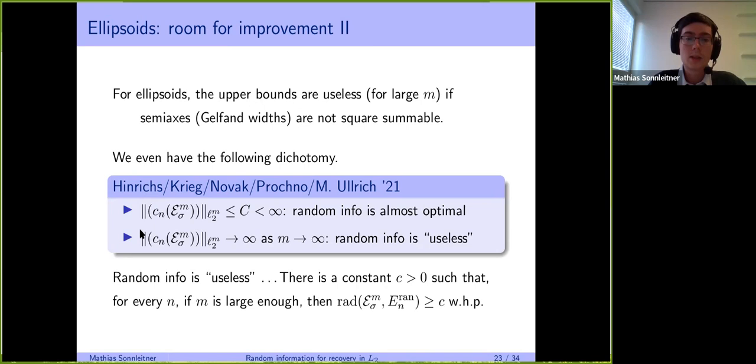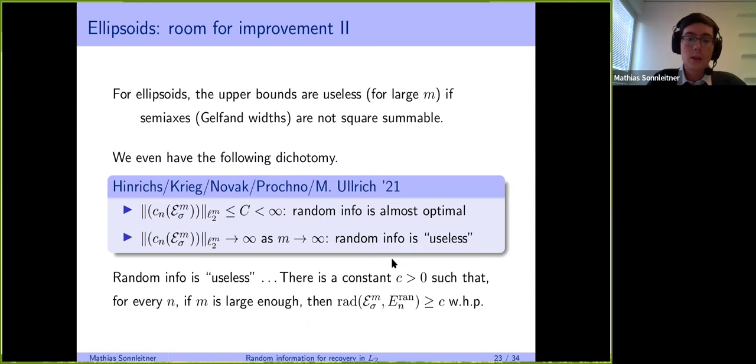So they proved an even complementing result, namely the first result I've shown you before yields that random information is almost optimal, so up to a logarithmic factor, if you have such a uniform bound on the L2 norm. And if this L2 norm diverges as m increases, then random information can be said to be useless in the following sense. We have some constant such that for every n, so no matter how many measurements we take, if the surrounding dimension m is large enough, then this radius is larger than c with high probability.